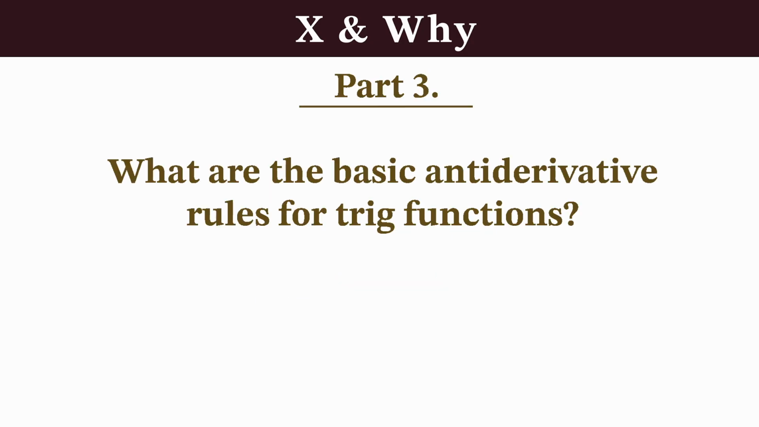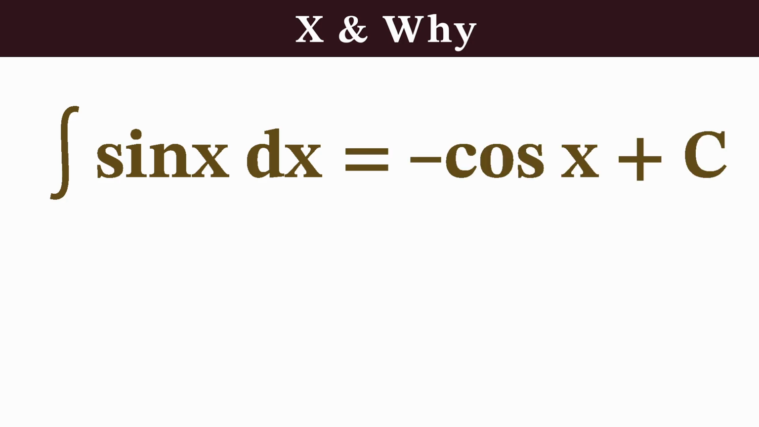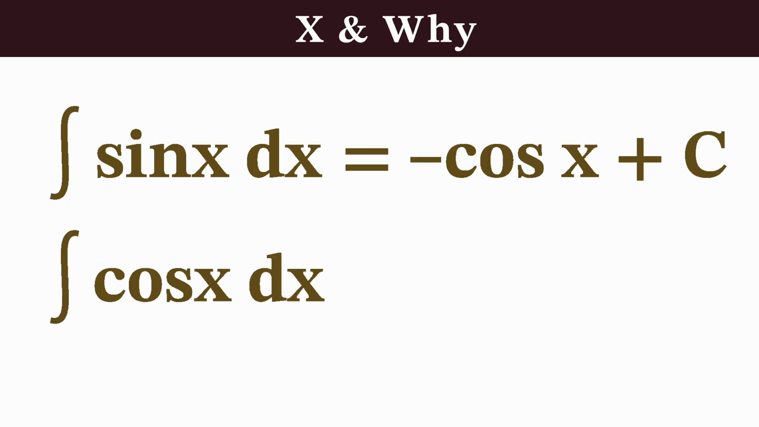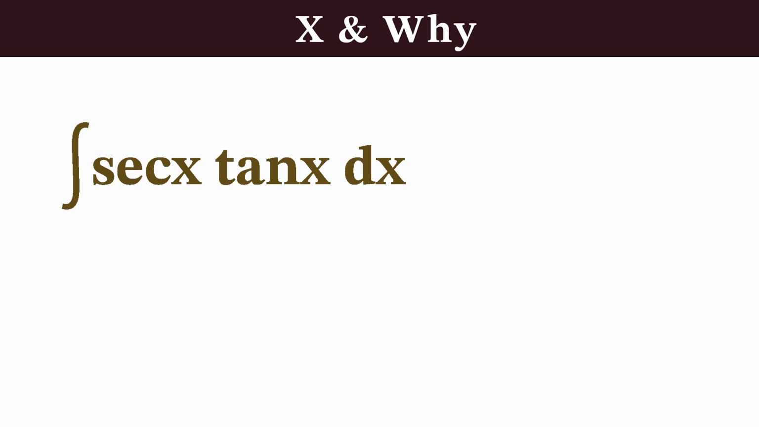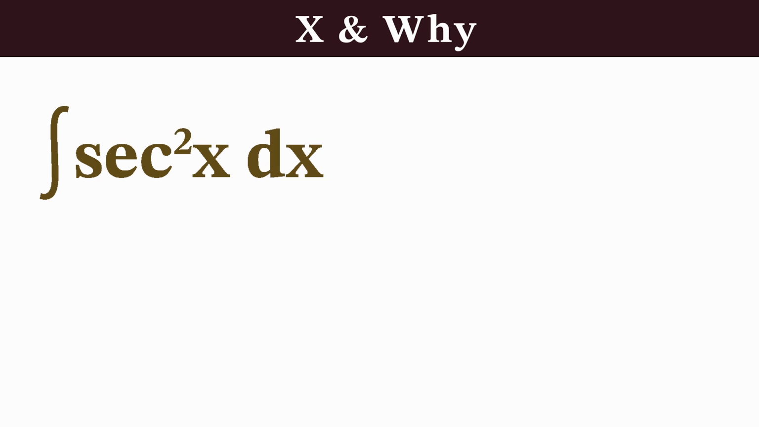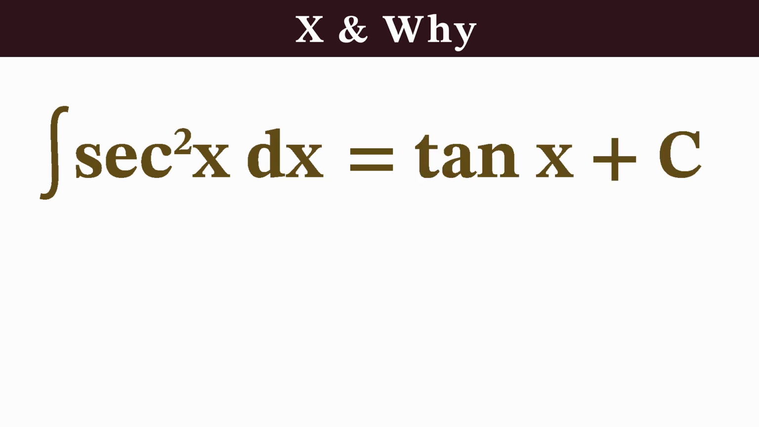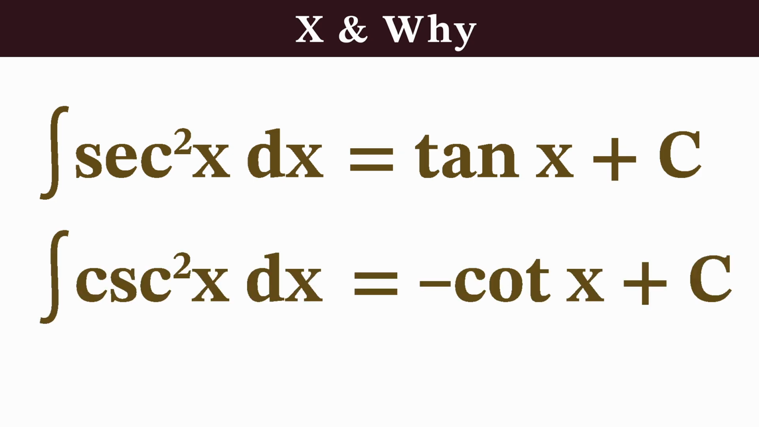Part 3. What are the basic antiderivative rules for trig functions? The integral of sin x is negative cosine x plus c. The integral of cosine x is sin x plus c. The integral of secant x tangent x is secant x plus c. The integral of cosecant x cotangent x is negative cosecant x plus c. The integral of secant squared x is tangent x plus c. The integral of cosecant squared x is negative cotangent x plus c.